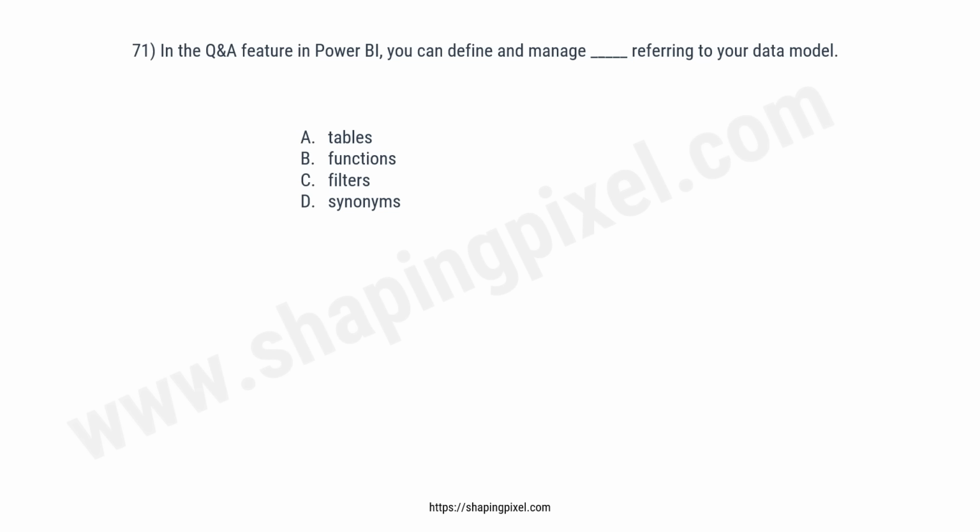Question number 71. In the Q&A feature in Power BI, you can define and manage dash referring to your data model. And we have four options: tables, functions, filters, synonyms. So the right answer here is option D, synonyms.